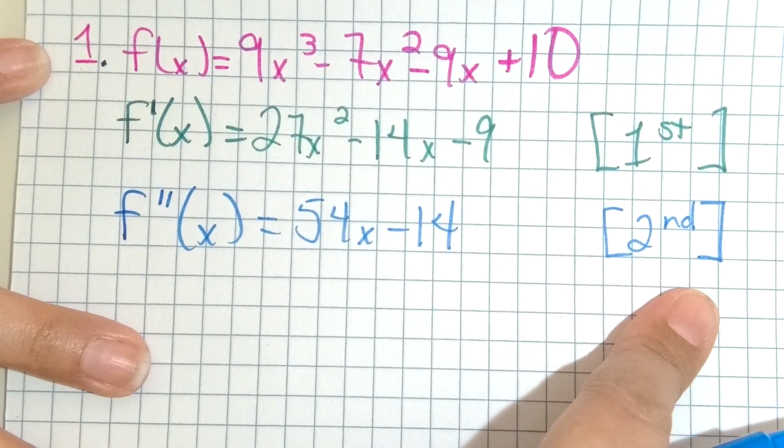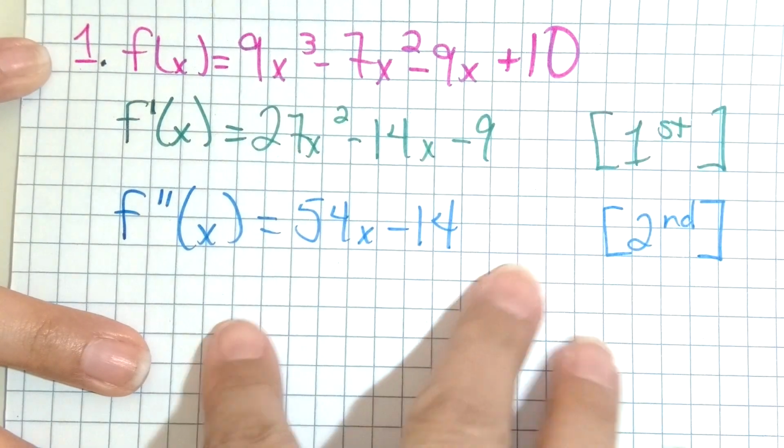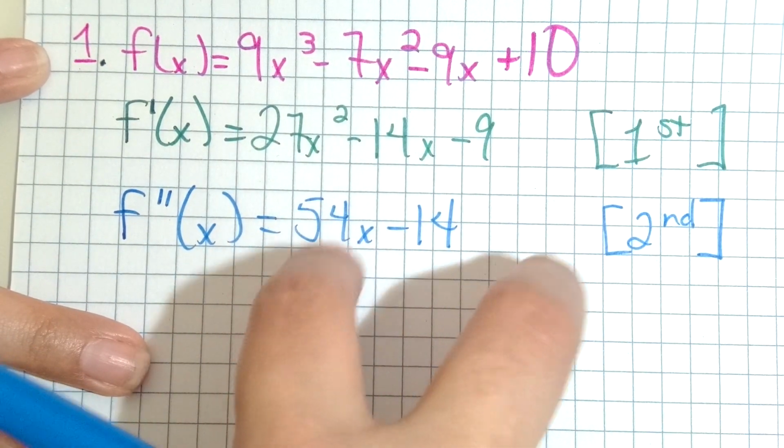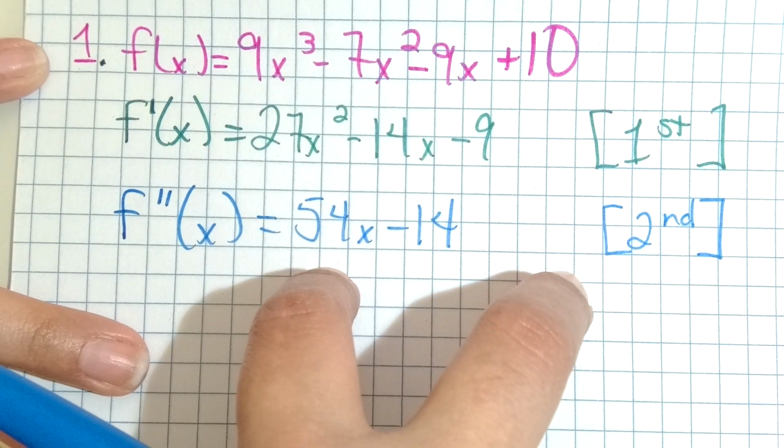On the test, on the assessment, or on the exit ticket, if you stop here, you will get 1 point because you have not done the third derivative. You have to make sure you're following along.